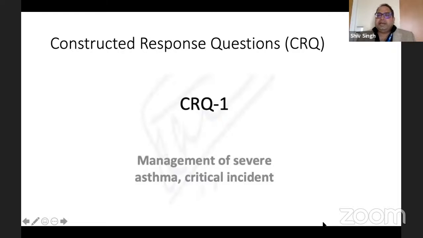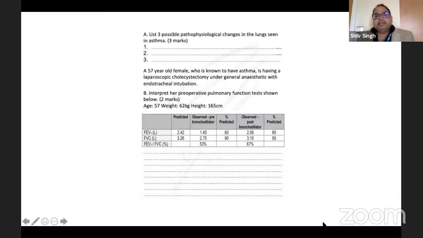Now, the exams are changing. They are moving to something called constructed response questions, or CRQs. This is an example given by the Royal College. It's a CRQ on management of severe asthma, a critical incident. And this is how the questions will go. It says list 3 possible physiological changes in the lungs seen in asthma. This is 3 marks. That means you need to give the 3 answers, 3 bits. So if you miss out on anything, you lose the marks.